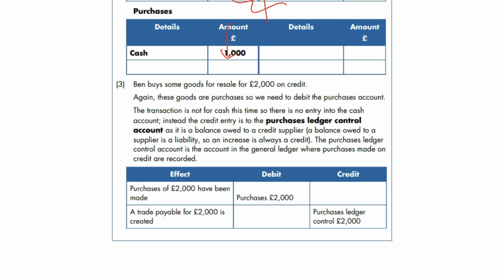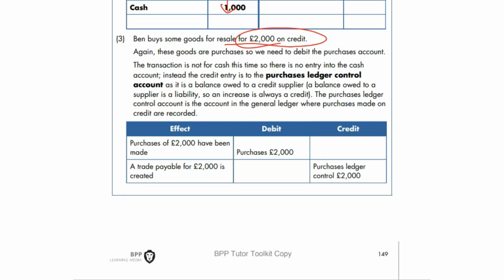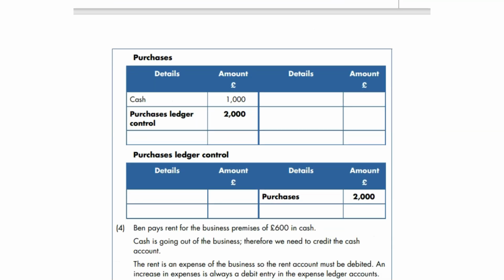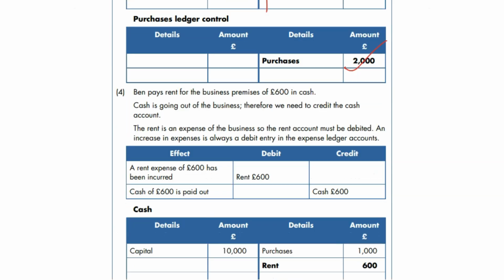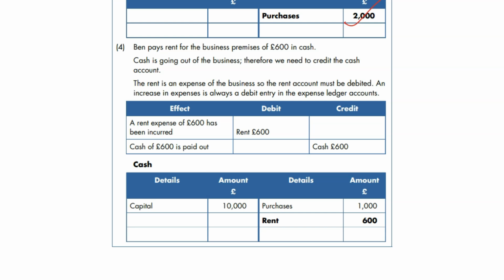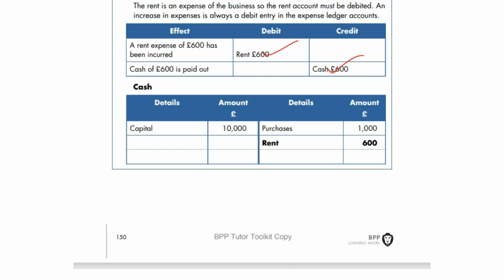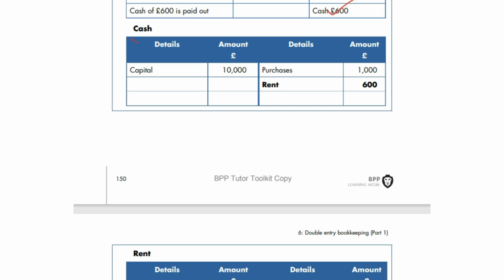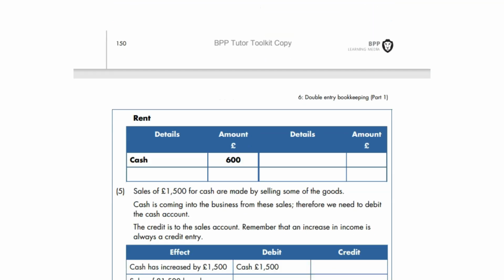Then buy some goods for resale on credit. Now you are not going to lose cash, but some liability is going to occur. So purchases as usual debit, and PLC, purchase ledger control account, a current liability, is credit. You need to open a PLC account. You see, purchases account debit, we're doing in the same account. Yeah? PLCA credit. Then Ben pays rent. Rent is an expense debit, and cash going down. So rent debit, cash credit.